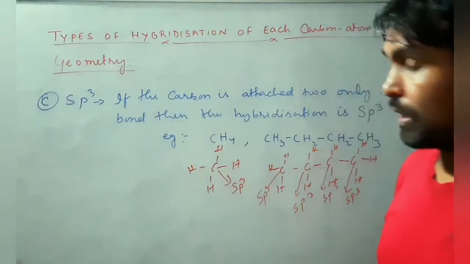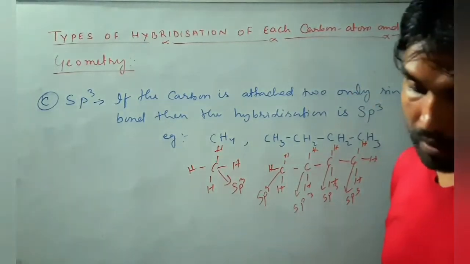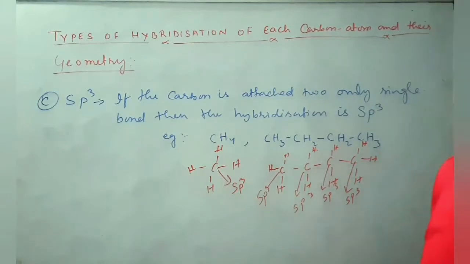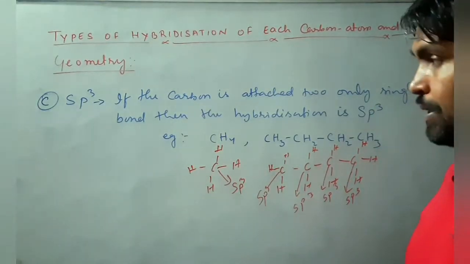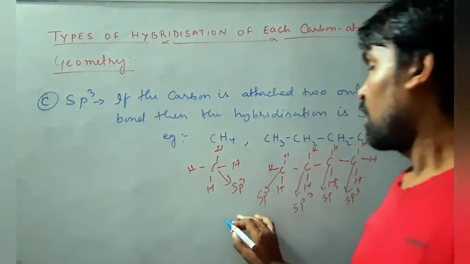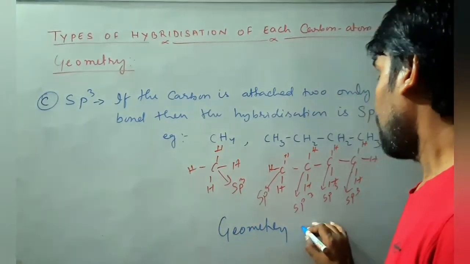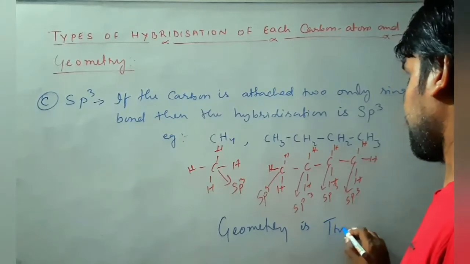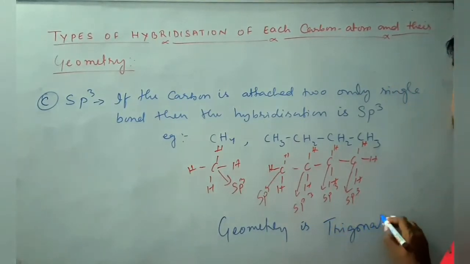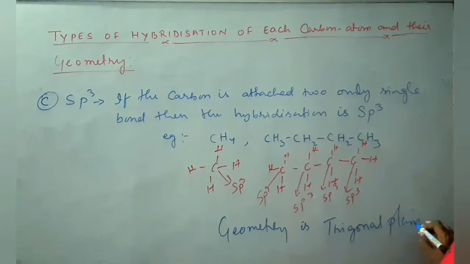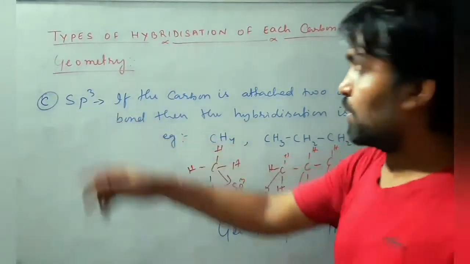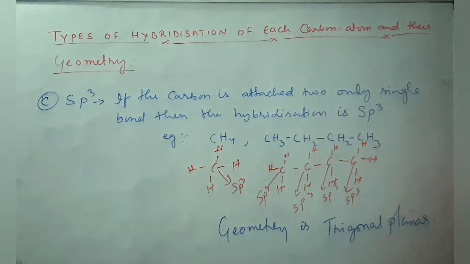Okay, got it. And the geometry here, what will it be called? For sp3 hybridization, the geometry will be trigonal planar. About this structure, again I'm telling you, we will discuss it in chapter number 4. But for the time being you should know the shape. If the hybridization is sp3, the geometry will be trigonal planar.